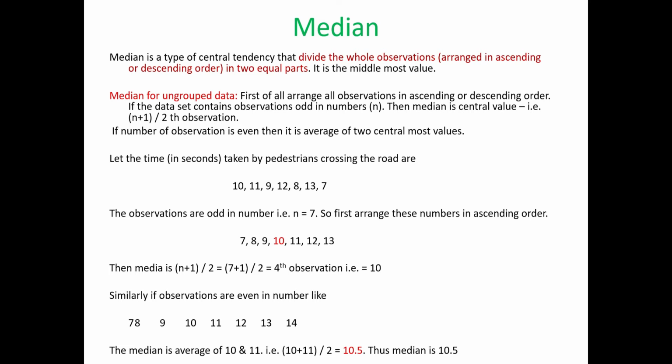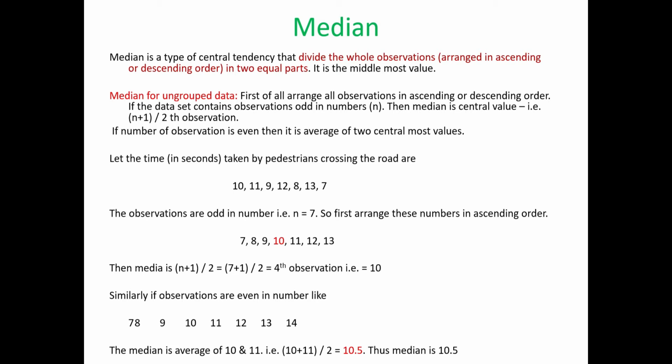Coming to median. So it is that value which divides the whole observation into equal parts. It is a middlemost value. So first of all, data has to be arranged in ascending order or descending order. And then the middlemost value which divides the whole data into equal parts is known as a median.